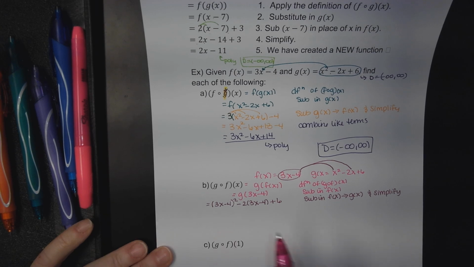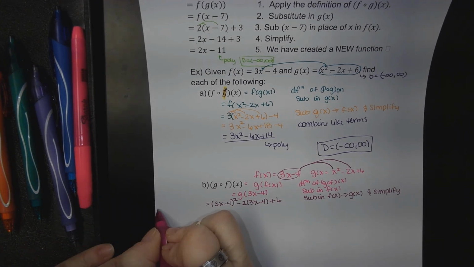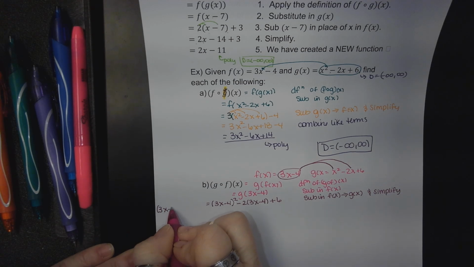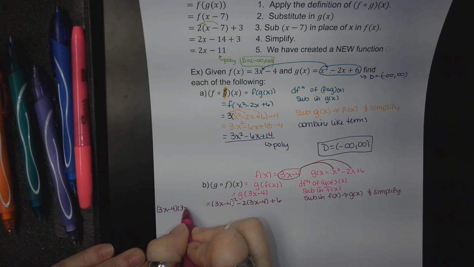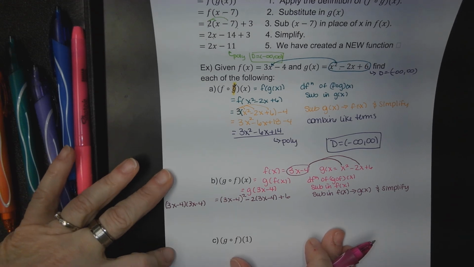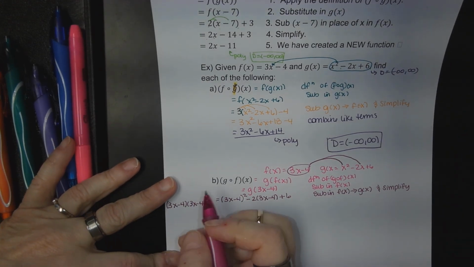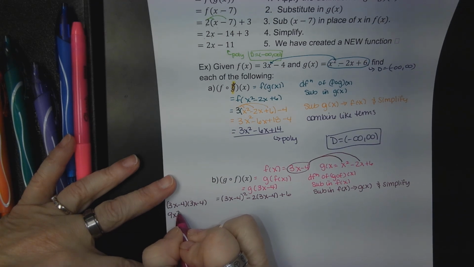Now we're just going to do the math. But to do the math, we have to remember that square means 3x minus 4 times 3x minus 4, right? It means that quantity times itself. So now we FOIL. So 3x times 3x gives us 9x squared.